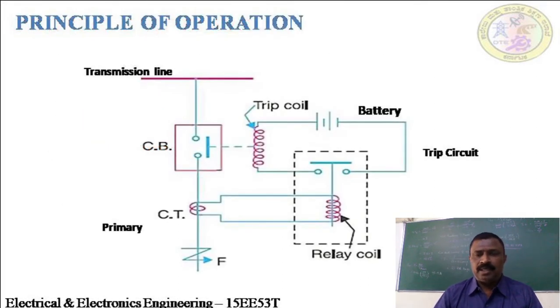So this is the schematic diagram for a basic protective relay. Here we have the primary of the CT, connected to the line to be protected, and the secondary of the CT is connected to the relay coil, and that is connected to the trip circuit. The trip circuit will have a trip coil and battery. The trip coil is connected to the handle mechanism or the moving contact of the circuit breaker.